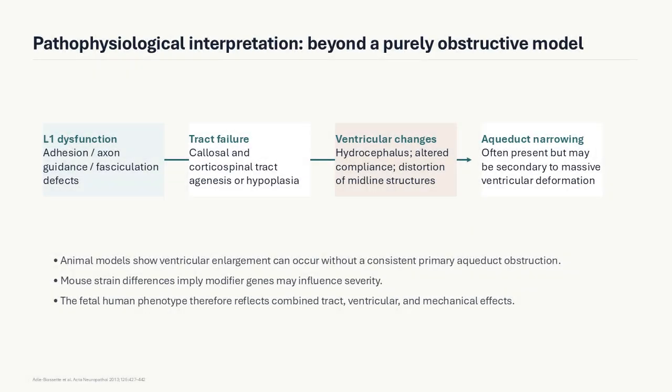The authors also push the mechanism beyond a purely obstructive model. L1CAM dysfunction affects adhesion, axon guidance, and fasciculation. That can produce callosal and corticospinal tract agenesis or hypoplasia, while also altering ventricular development and midline anatomy. Aqueduct narrowing may be present, but in some cases it may be secondary to massive ventricular deformation. Animal models also suggest that genetic modifiers can influence the severity of hydrocephalus.